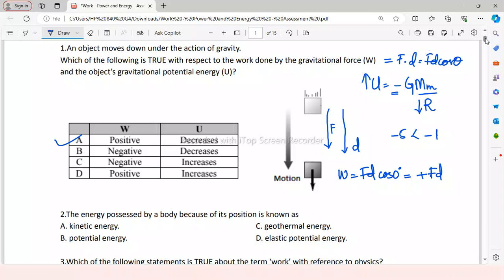Then the energy possessed by a body because of its position is called potential energy. Kinetic energy is the one associated with the motion of the object, because of its velocity. Elastic potential energy is the energy stored in a stretched or compressed string, whereas the geothermal energy is the energy from the crust of Earth.